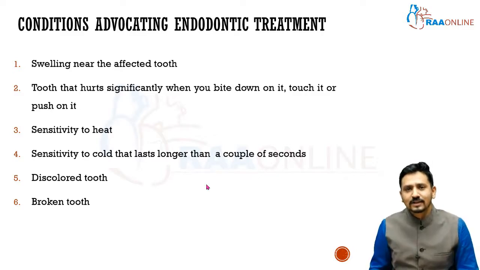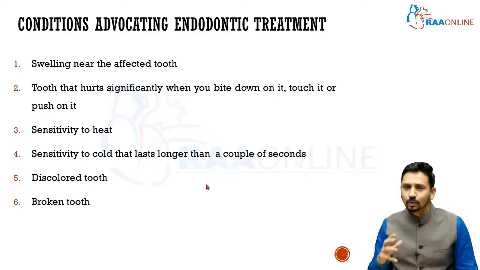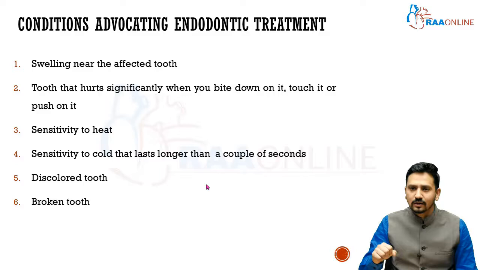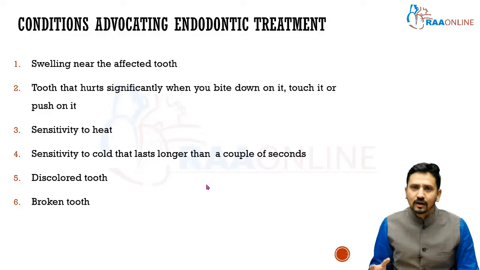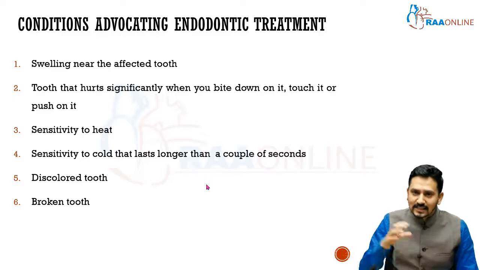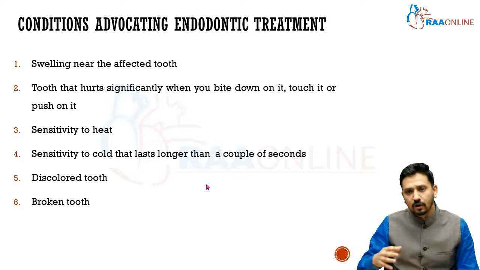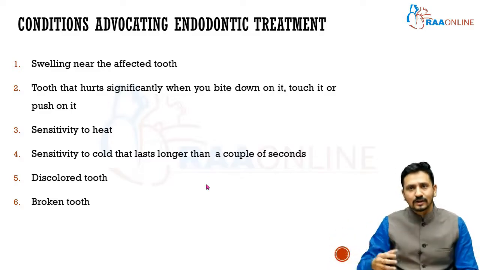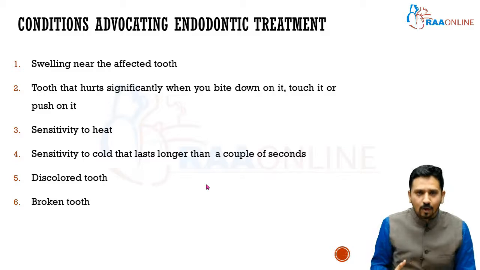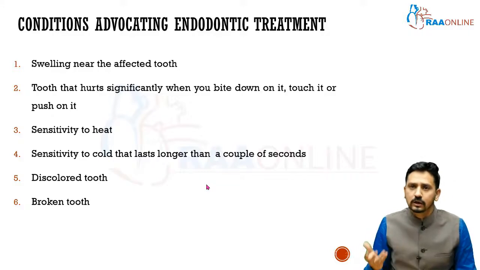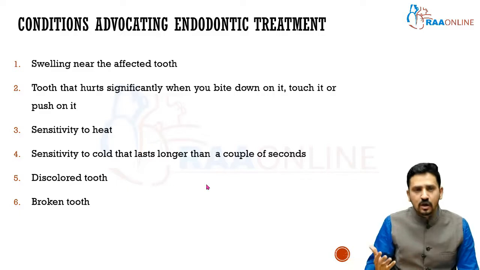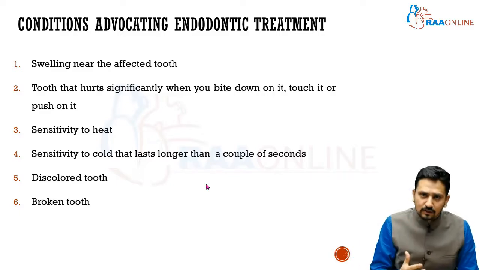So let's see what are the conditions that will advocate an endodontic treatment. Swelling near the affected tooth, tooth that will hurt significantly when you bite down on it, when you touch it, or when you push on it, a tooth that is sensitive to heat, a tooth that is sensitive to cold, and this sensitivity to cold lasts for longer than a couple of seconds, a tooth that is discolored, and also a broken tooth. All these conditions will require a root canal treatment. After your root canal or your endodontic treatment, the patient will have to go for a crown or a post and a core. After that, they will go for a crown.